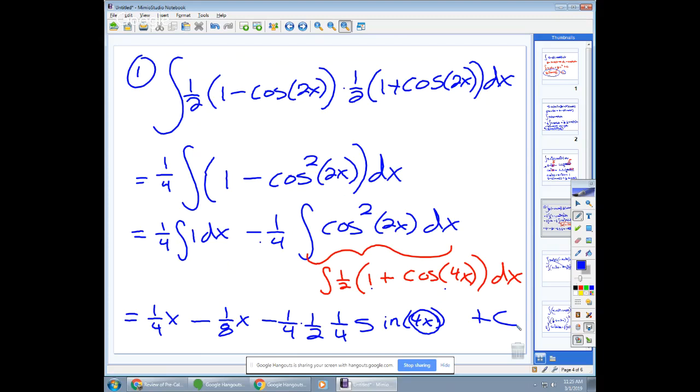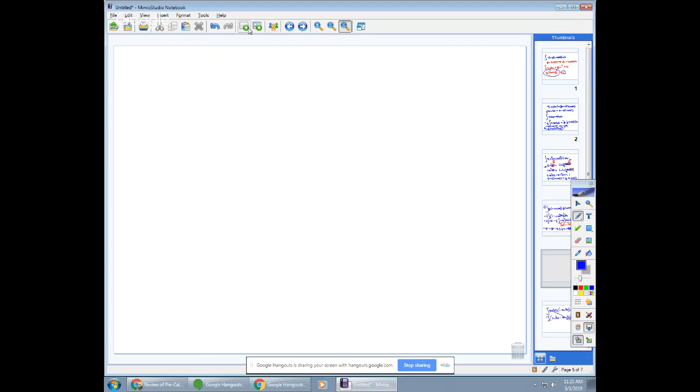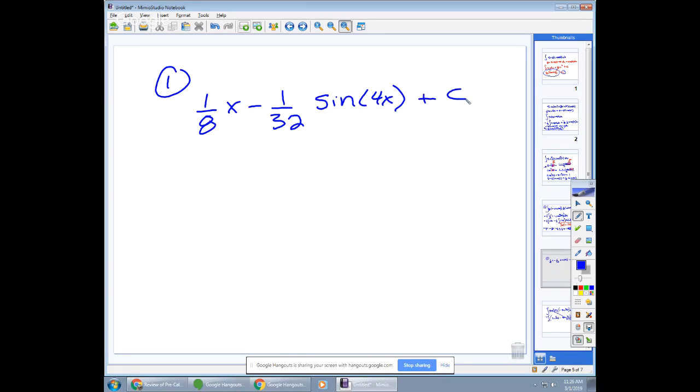So let's see, a 4th minus an 1/8 is 1/8. And then over here, I'm going to have a 4th times 1/2 times a 4th, which is what, 32nds? Yes. Okay, so this version gives us, see if I can write this properly. So method 1, 1/8 x minus 1/32 times the sine of 4x plus some constant c. Maybe we'll call that one C1.